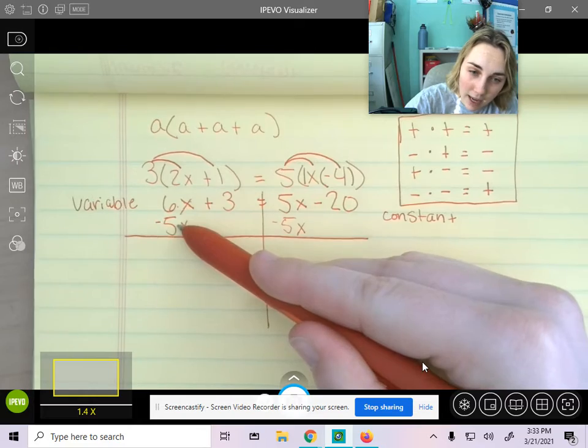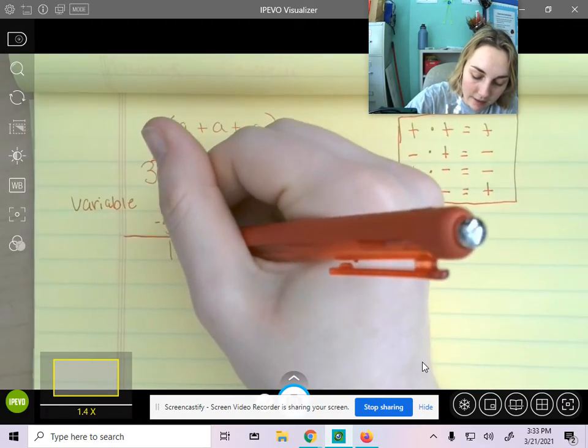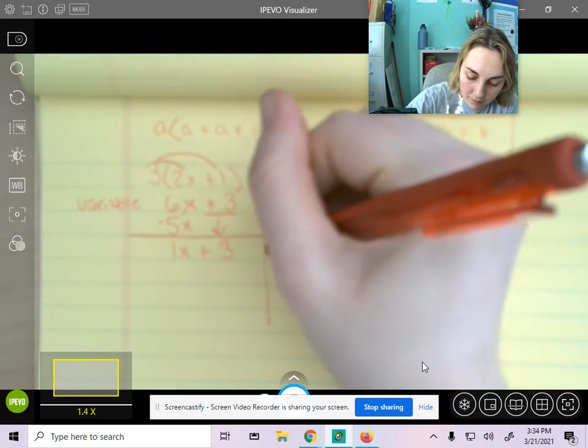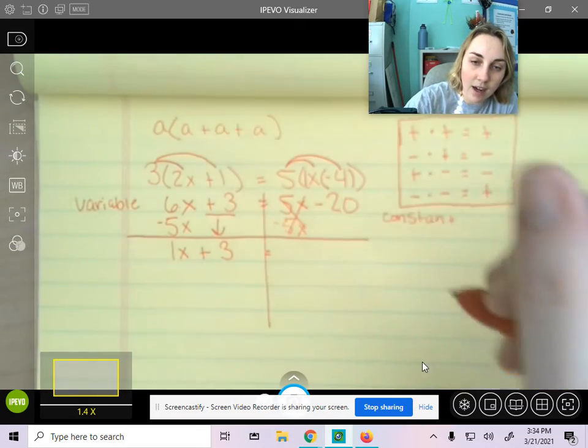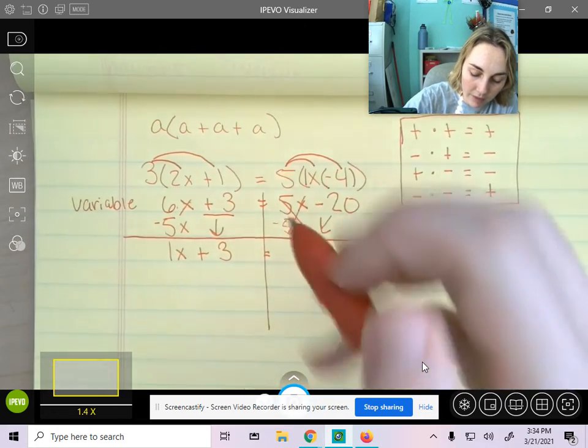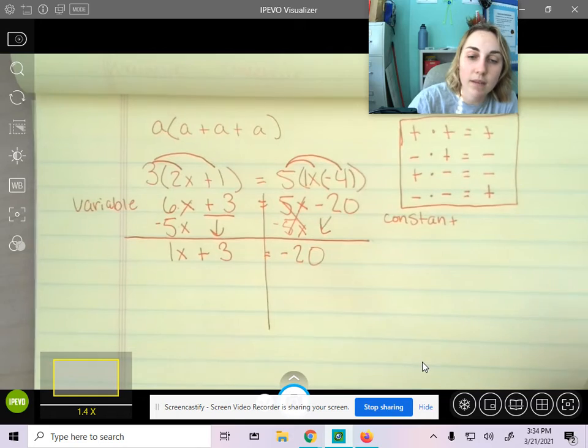6 minus 5 is going to leave me with 1x. I'll bring down this positive 3. These canceled out because they're opposites. And then I'll go ahead and bring down this negative 20. Remember, we take the operation in front of it. So I'll bring down that negative 20.